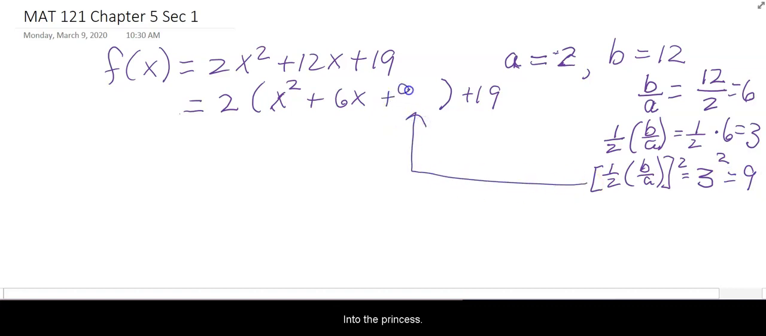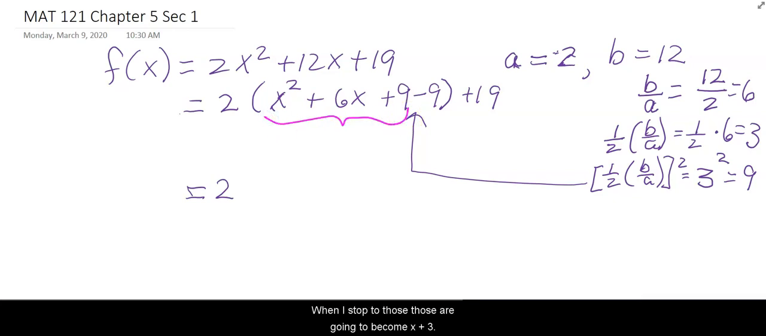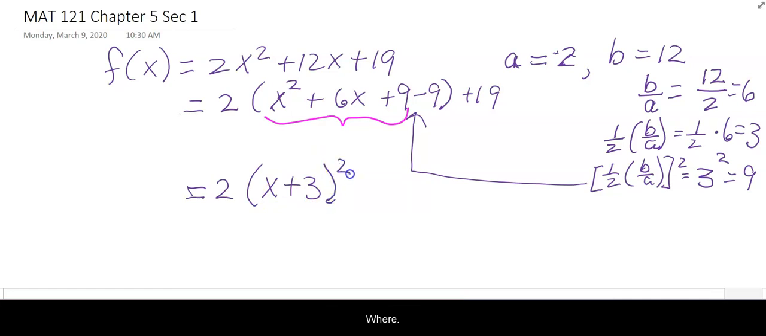into the parentheses. Since I've changed the problem, to compensate I subtract 9. So I have a plus 9 minus 9, which is adding 0. Now I'm going to factor the first 3 terms in the parentheses to become the perfect binomial square. So that would be the x squared plus 6x plus 9. When I factor those, they become x plus 3, quantity squared.